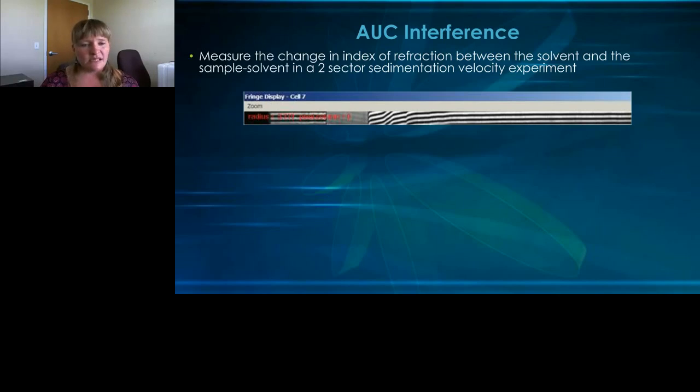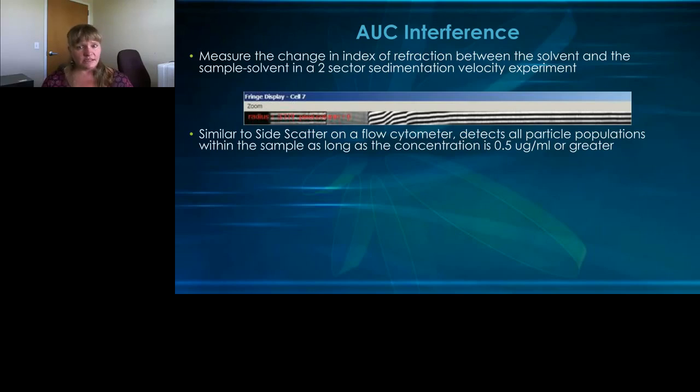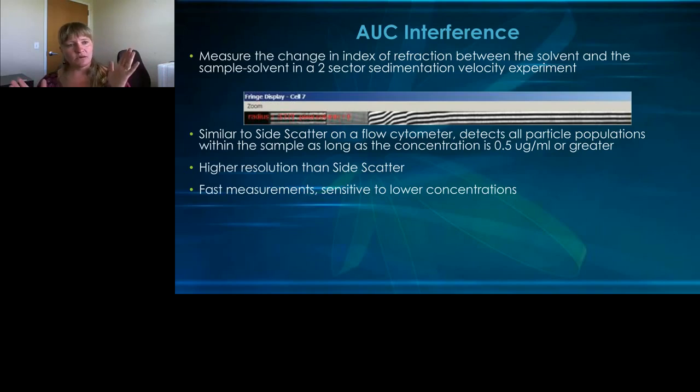Similar to the side scatter that we think of on a flow cytometer, it detects all particle populations within the sample as long as the concentration is around 0.5 micrograms per milliliter or greater. It has higher resolution than the side scatter that we see on the Astrios EQ. And it provides population measurements as the population sediments, or sedimentation velocity, or equilibrates at different g-forces. And so now we'll hopefully transfer to another video that shows you how a BSA sample at 5 milligrams per milliliter is sedimenting at different time points.